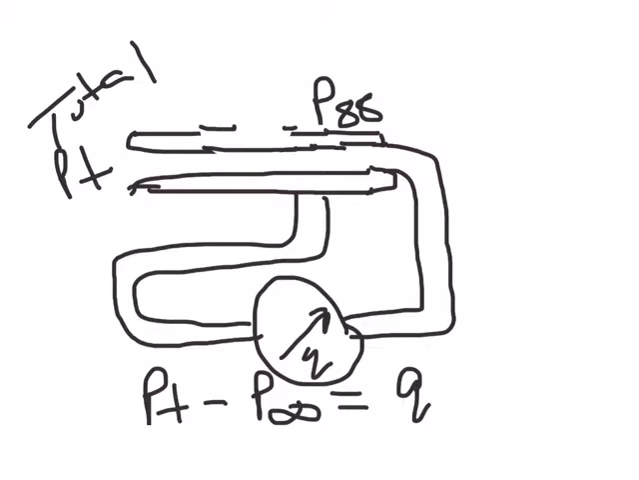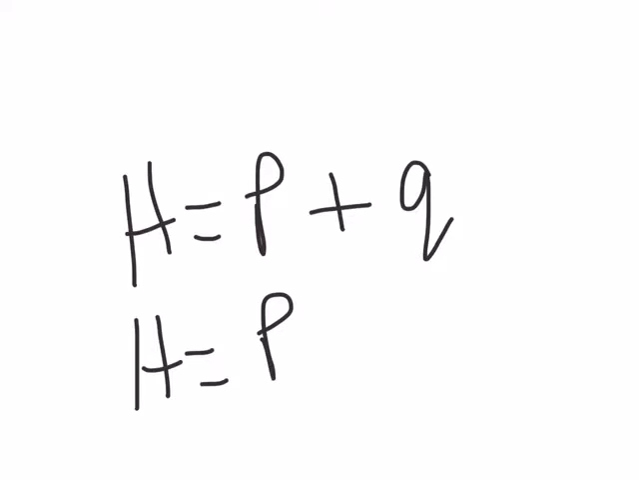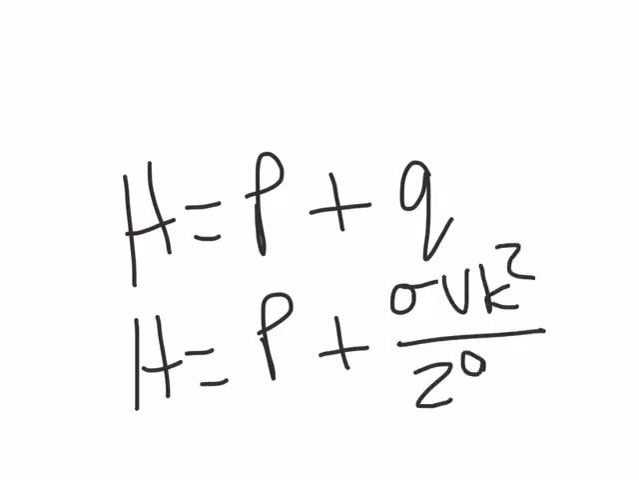So if you look at the equation for Bernoulli, Bernoulli says that total pressure is equal to static pressure plus dynamic pressure, and we just saw this equation written before. Total pressure is equal to static pressure plus density ratio times knots squared divided by 295.